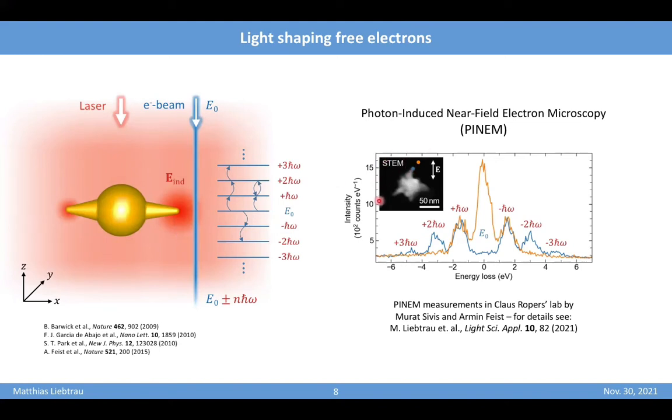We've recently studied this together with our collaborators from Claus Ropers' group in Göttingen, where we have illuminated such a plasmonic gold nanostar with a laser, and then measured the energy distribution of the transmitted electron beam, and found these side bands occurring here, which correspond to the stimulated emission and absorption of photons by the electron. In fact, a single electron passing through this near field undergoes all these processes with a certain probability. So it's literally walking up such a quantum ladder of energy states, which results in a modulation of the electron wave function.